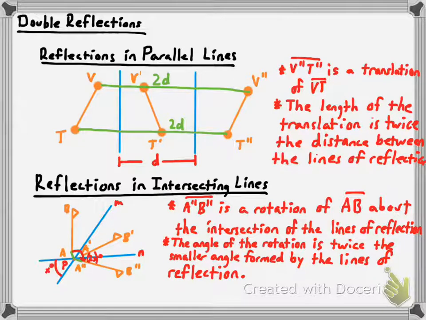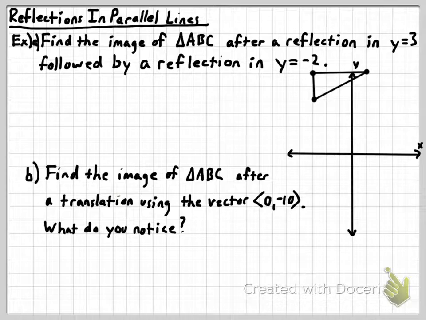The angle of the rotation is twice the smaller of the two angles formed by the lines of reflection in that double reflection. Okay, so if you double reflect in parallel lines, you end up with the final image being a translation. And if you double reflect in intersecting lines, then the final image is a rotation of the original figure. Pretty cool. Now let's show you that those things actually work out using some coordinate plane transformations here.